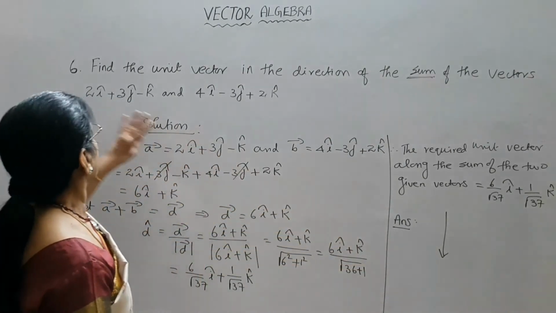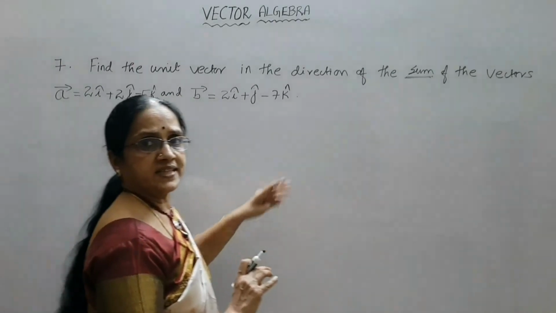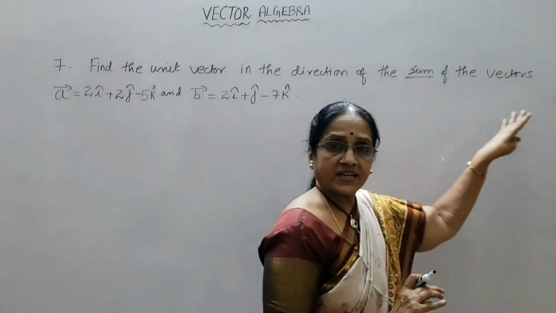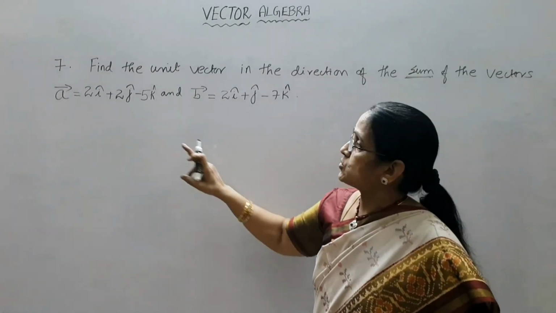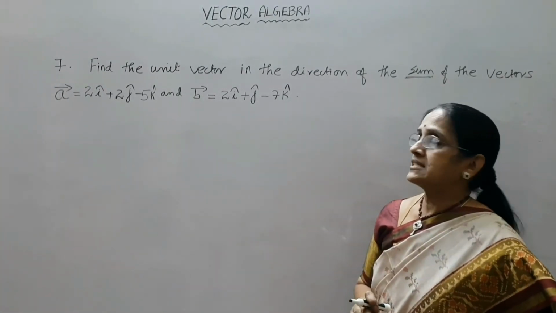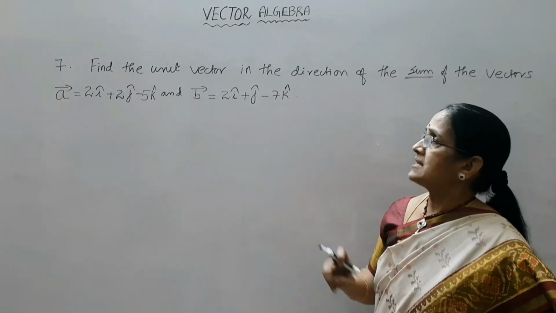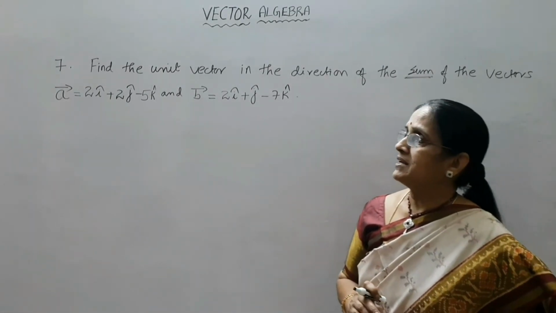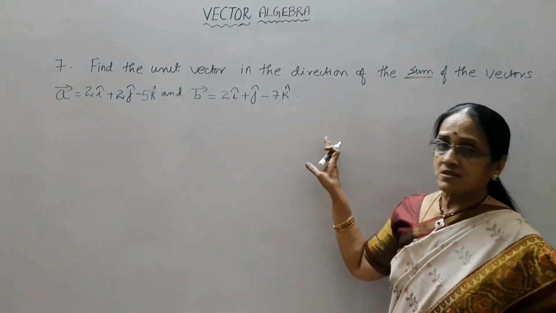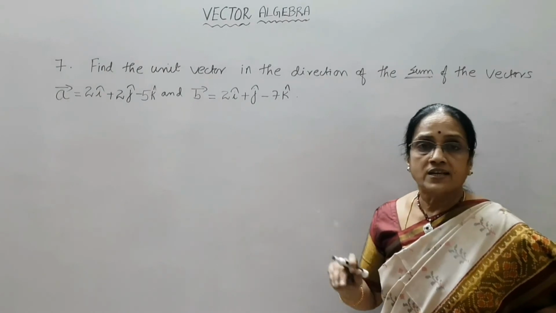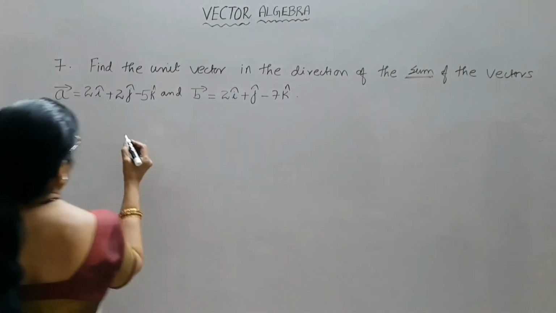Now let's move on to question number 7. Again in this question you need to find out the unit vector in the direction of the sum of the vectors. You have been given vector A as 2i cap plus 2j cap minus 5k cap and vector B as 2i cap plus j cap minus 7k cap. This question is similar to the previous question we did in today's session, and it was asked in the 2014 Delhi compartment paper. Let's do this now. Solution.